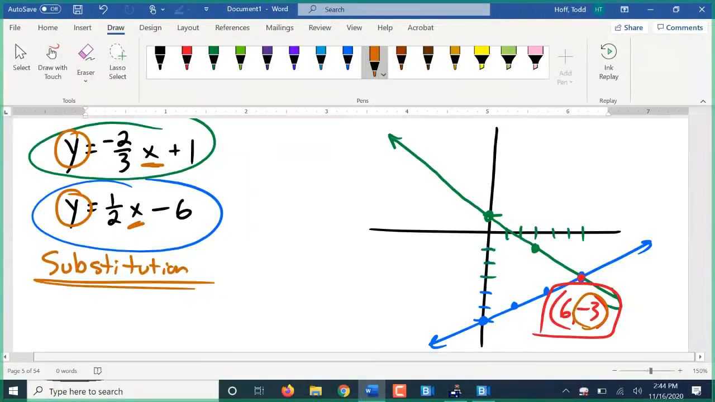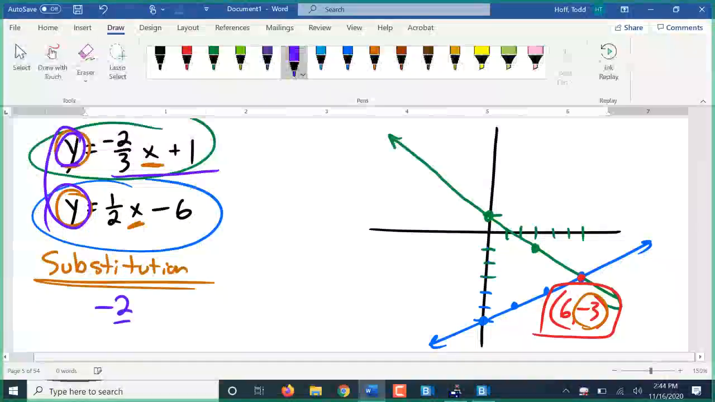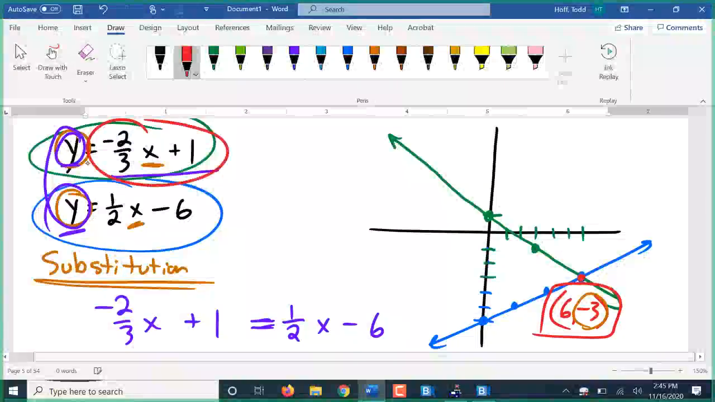So I can use that to combine my two equations. If I use the idea that this y and this y are the same value, well, this y equals negative 2/3 x plus 1, and this y equals 1/2 x minus 6. If the two y's are equal, those two equations have to be equal. Basically, what we did was we substituted, we took this and replaced the y in this equation with that negative 2/3 x plus 1 to make it one equation now with one variable.